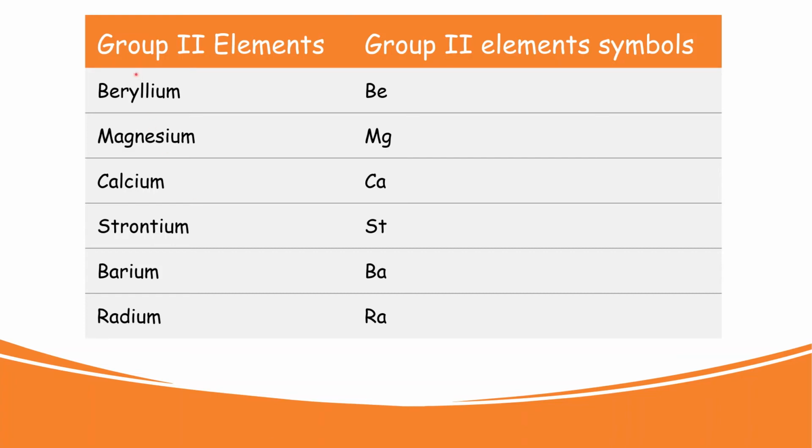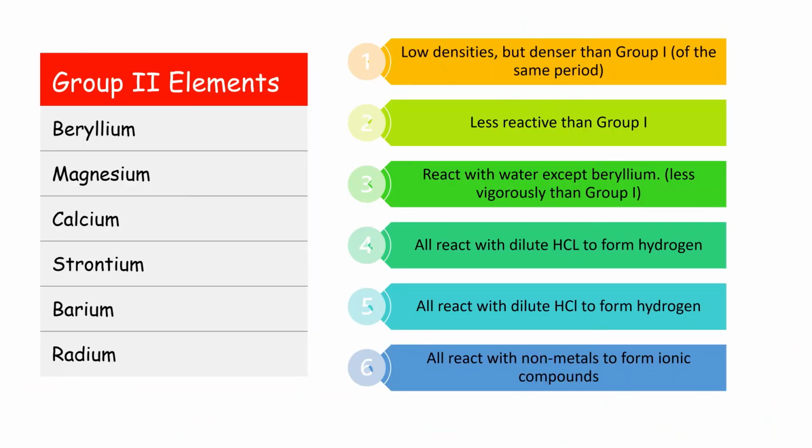Now, let's have a look at group 2, the alkaline earth metals. There are multiple elements, namely beryllium, magnesium, calcium, strontium, barium, and radium. The similarities are that they have low densities, just like group 1 elements, but they are generally denser than group 1 metals of the same period. They are less reactive than all alkali metals. They react with water, except beryllium, less vigorously than group 1 metals. They react with dilute hydrochloric acid to form hydrogen, and they react with non-metals to form ionic compounds.